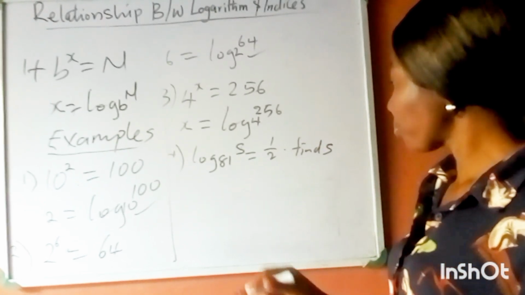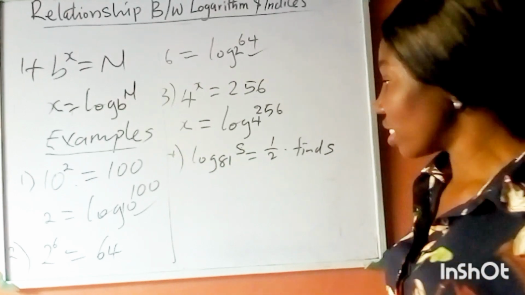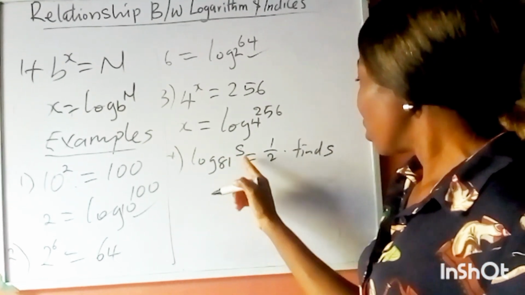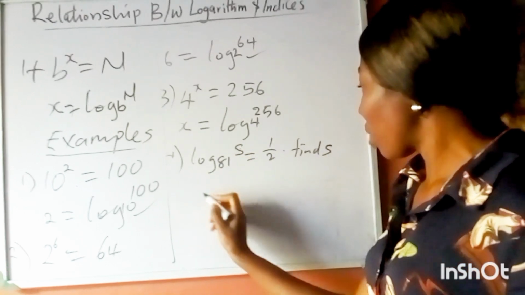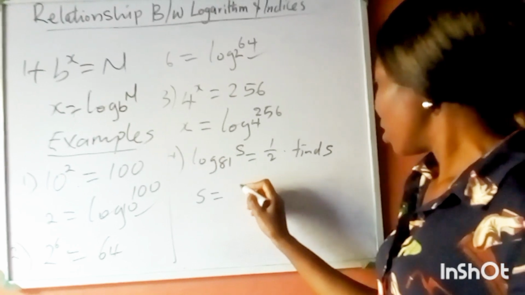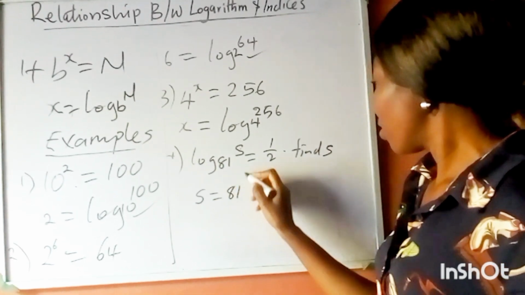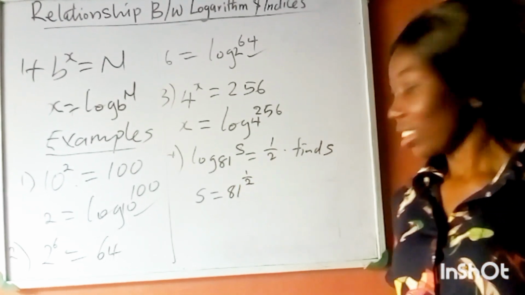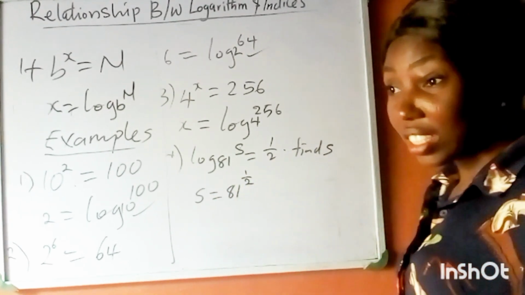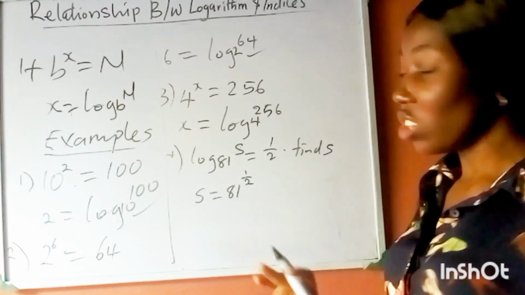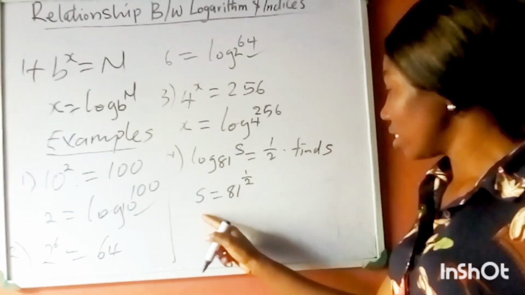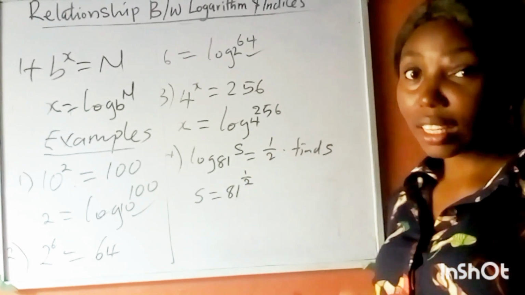So what do we do? Remember, this is log, so we change it to indices. This power will come down, and we have s equals 81 raised to the power of half. Remember, the base is always the same thing, both in indices and in logarithm. So the only thing that will change is the power. This is the power in log, so this power will come down in indices, and this becomes the power in the indices.